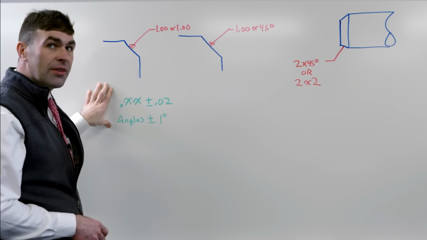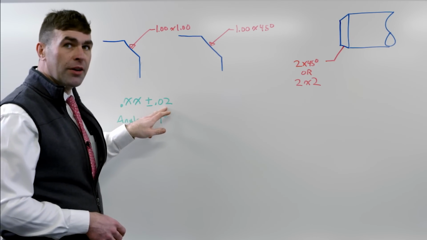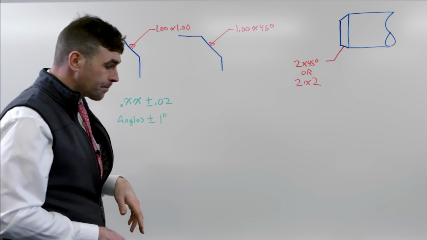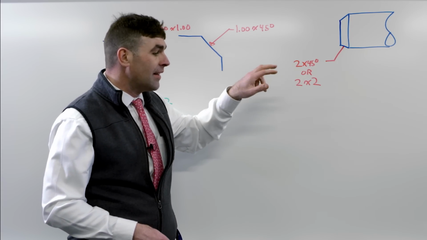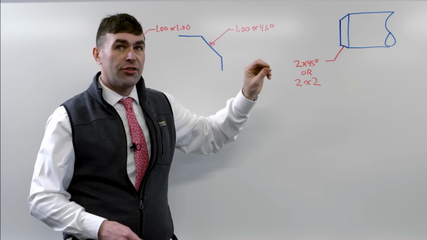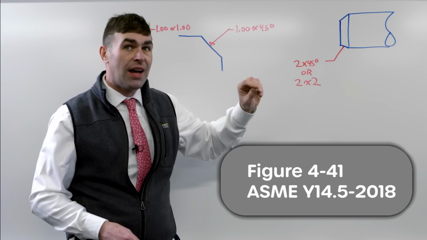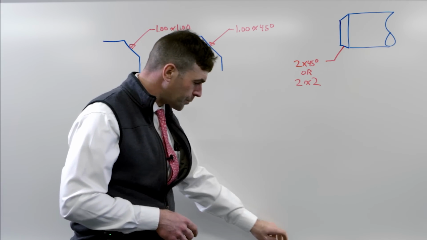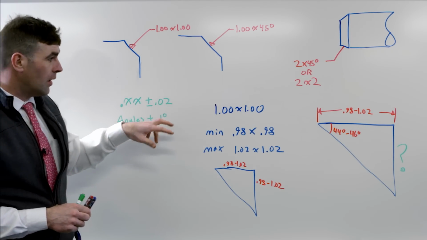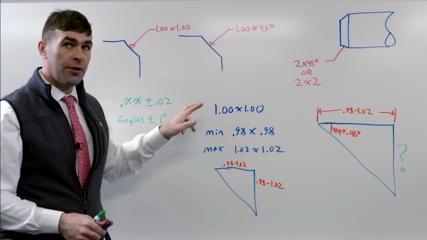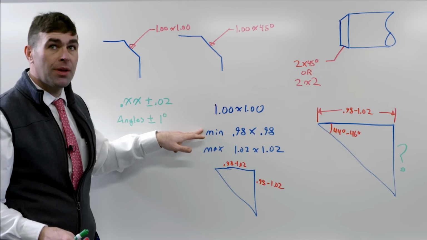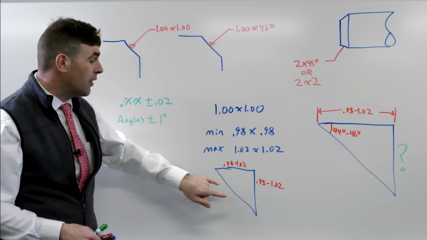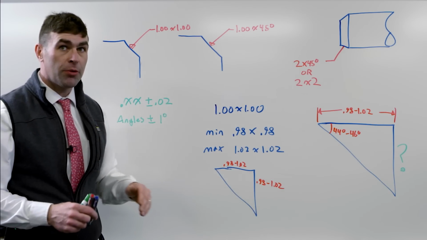We have a general tolerance here, 2 decimal places plus or minus 20 thousandths, with angles plus or minus 1 degree. I didn't mention it a second ago. This is figure 4-41 from ASME Y14.5-2018 that shows something very similar to this. So for our 1 by 1, or linear by linear, our minimum is going to be 0.98 by 0.98, maximum 1.02 by 1.02. So in each leg, we can get anywhere between those.